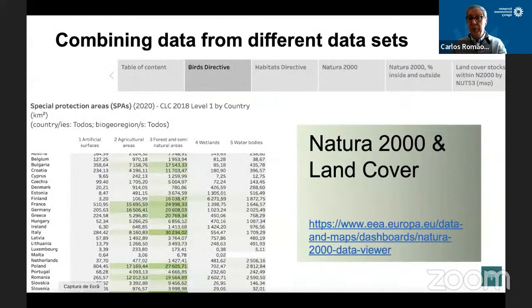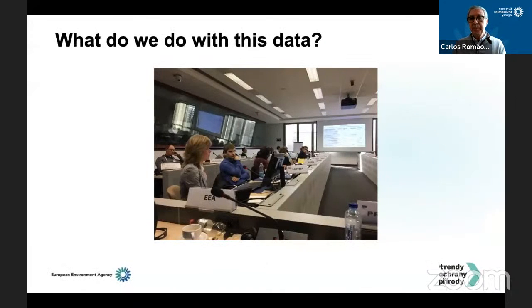We also have some data sets that combine data. Here is just an example of combining the data coming from Corine land cover with the Natura 2000 sites, where you can browse and see which cover exists in the different sites, but also analyze the changes in the land cover and the land use within and outside Natura 2000, which also has some relevance.